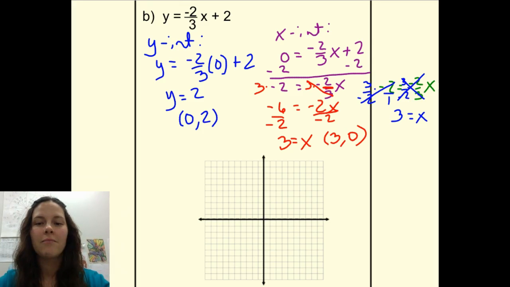So depending on your comfort level, you can choose which way you want to go about solving for your x-intercept in this case. Plotting both those points, we had 0, 2 for our y-intercept and 3, 0 for our x-intercept, and then we can connect them with our line.